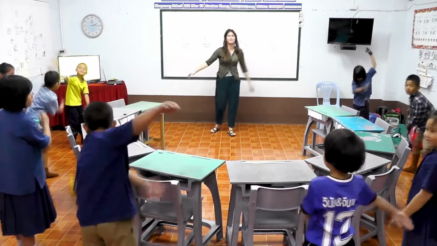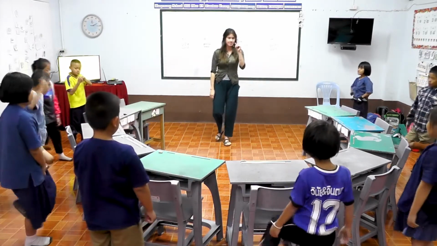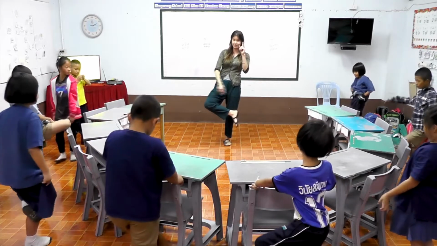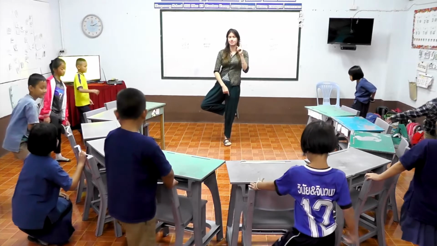Very nice. Stand up straight and tall. Let's practice balancing. Stand on one foot. You can put your leg over your knee, or you can put it behind your knee. Whatever you want to do.